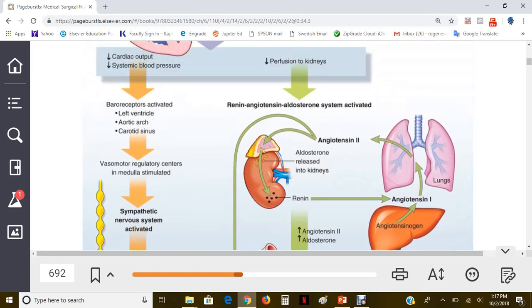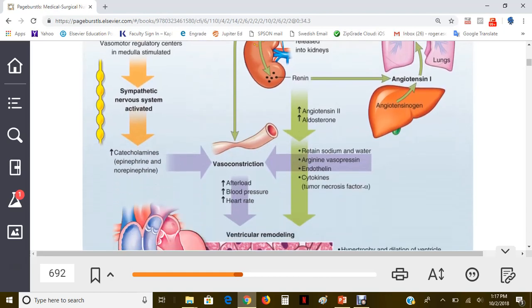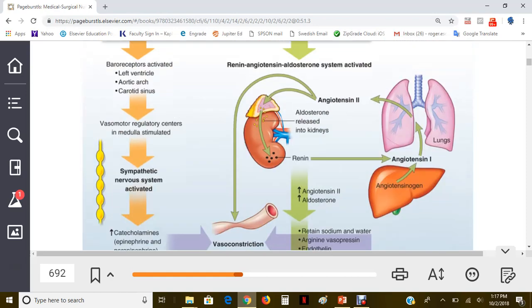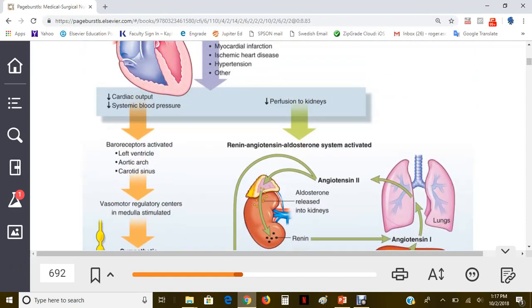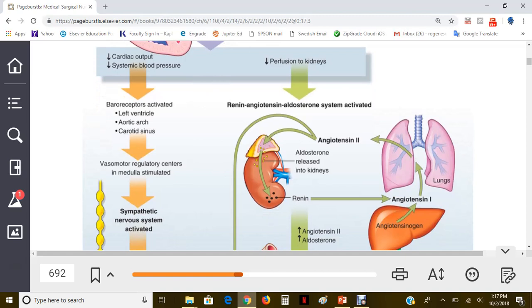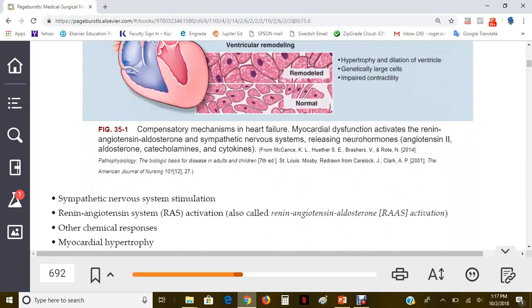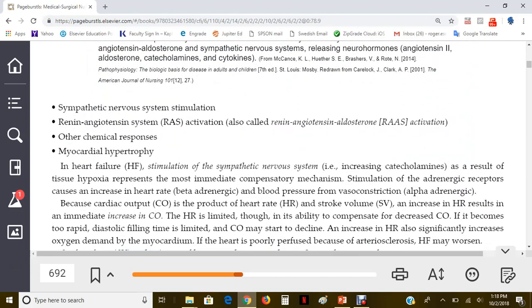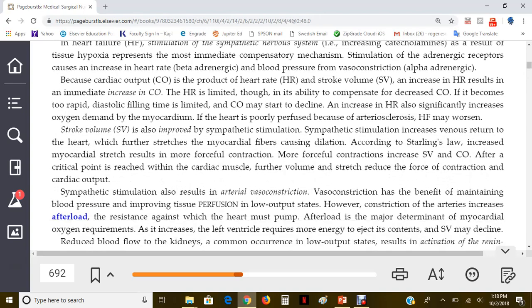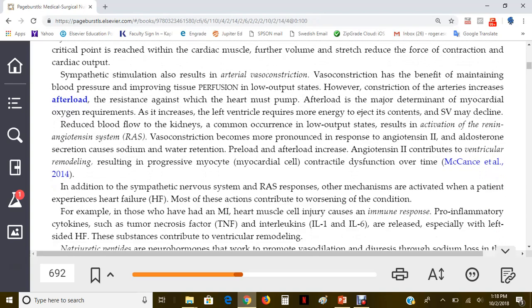So to stop this event as well, we need to give what drug? If you answered ACE inhibitors, that is correct. So we give ACE inhibitors to stop this whole event from continuing. So we will inhibit the angiotensin converting enzyme. Therefore, this event will cease to continue. And if you remember BNP, we will discuss BNP next. Okay, I hope you understand preload and afterload at this point.